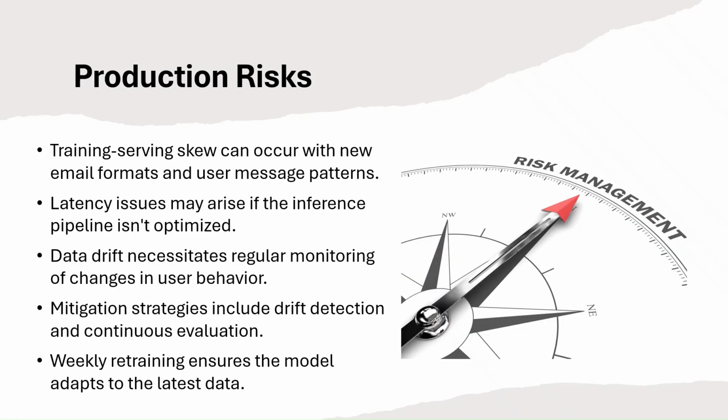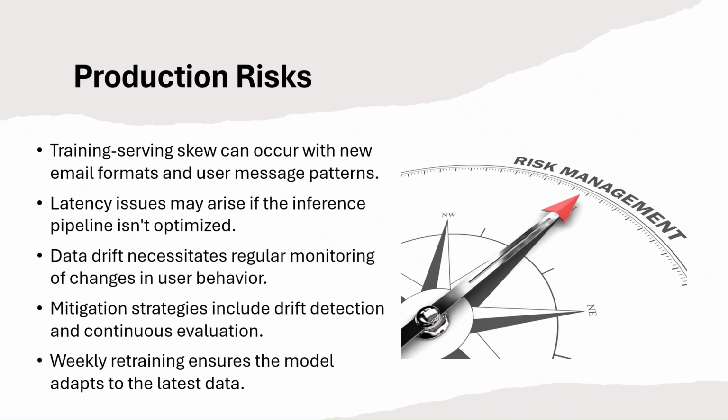Let's talk about the production risk. Training serving skew can occur with new email formats and user message patterns. This could be users changing the way they are writing emails over time, or new products and new features get into the product, and then users may refer to them differently. So there could be training serving skew. There's room for that. And latency issues may arise if the inference pipeline isn't optimized. In a peak hour, like what we are having with the human routing, if the model's timing performance gets lower, it will be an issue.